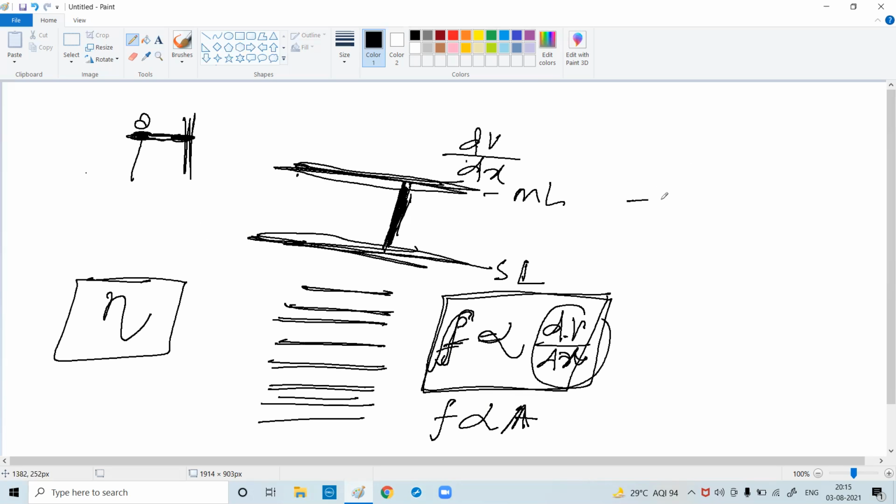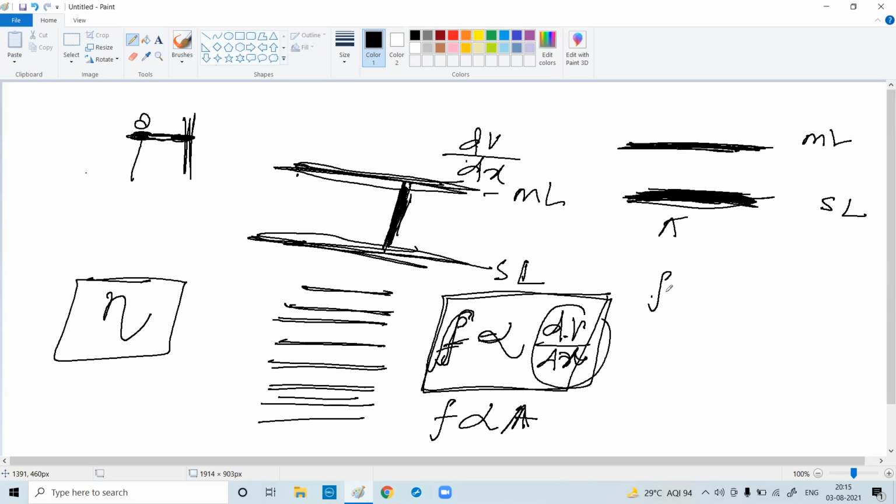That means if I have a stationary layer and I have a moving layer, understood? What is the layer parallel to this moving layer? It is the area of that layer. That area. So the expression comes to be F = A eta dv by dx.